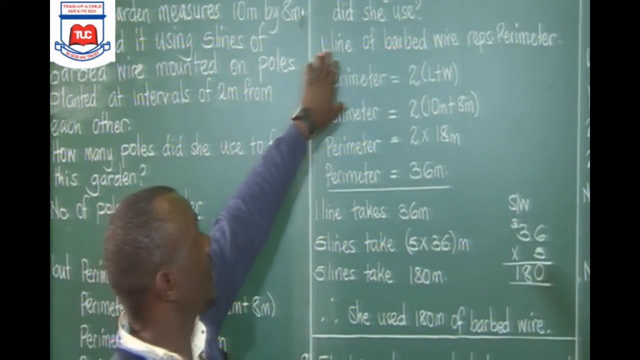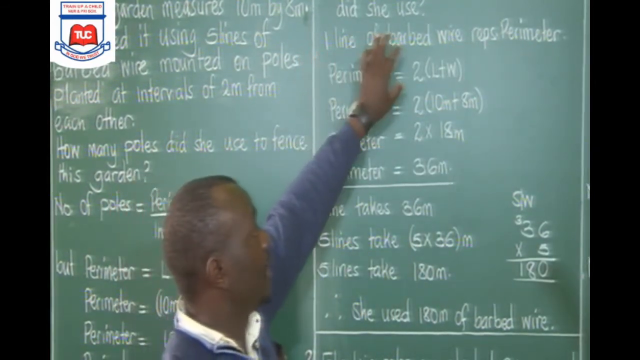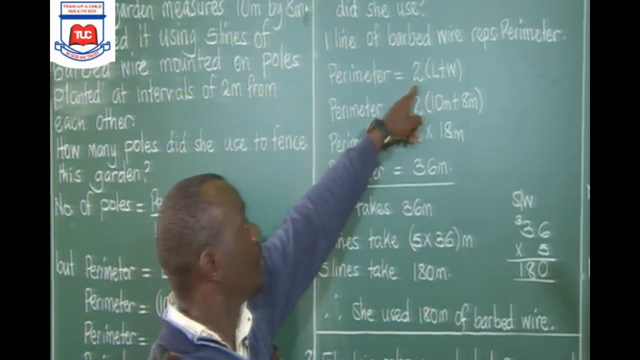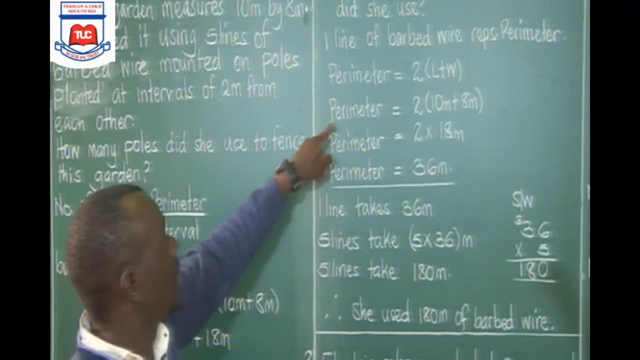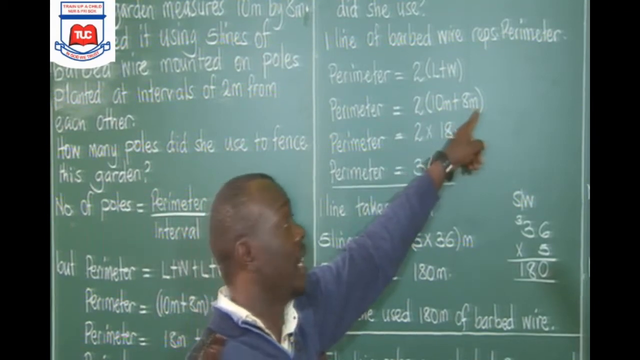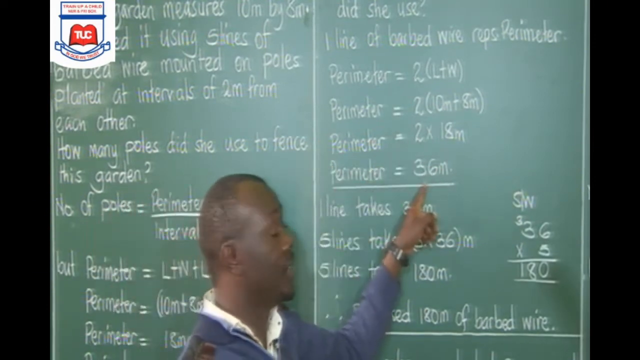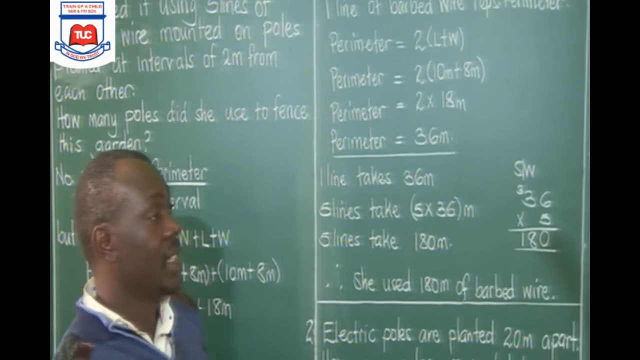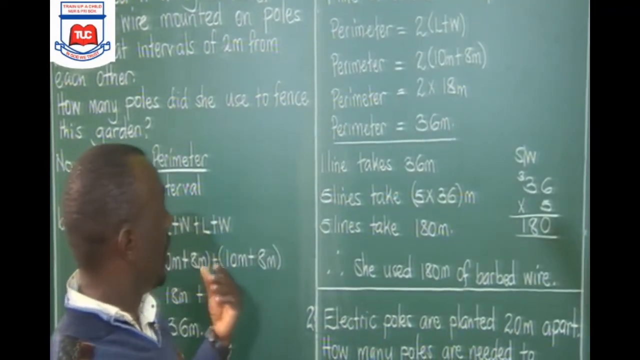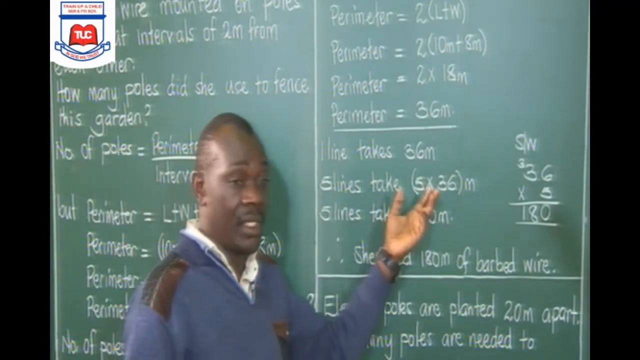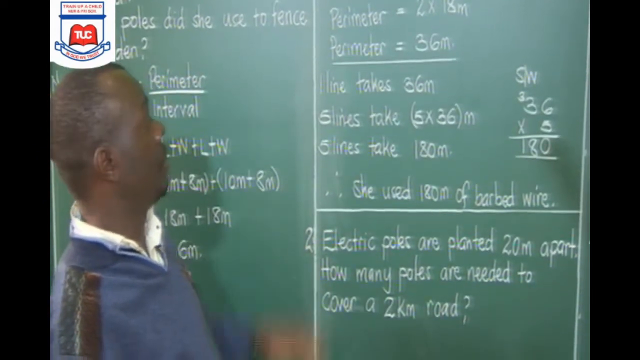But introduce perimeter by saying 1 line of barbed wire represents perimeter, and we have learned that the perimeter of any rectangular piece can be got by writing a formula like 2 into length plus width. Then continue: perimeter is equal to 2 into 10 meters plus 8 meters. 10 plus 8 you get 18 meters, so twice 18 gives rise to 36 meters, like we got in A. But for safety, get the perimeter again, because the other answer can affect this one directly, negatively or positively, depending on how accurate or inaccurate it may be.